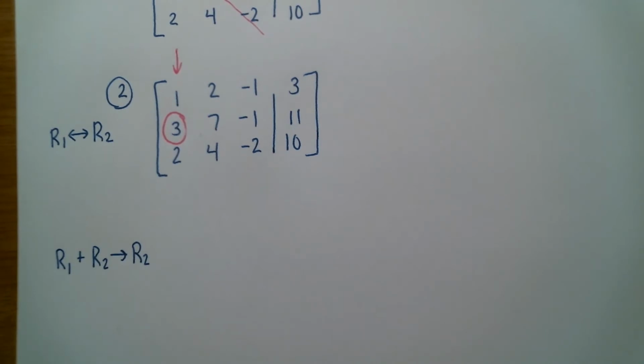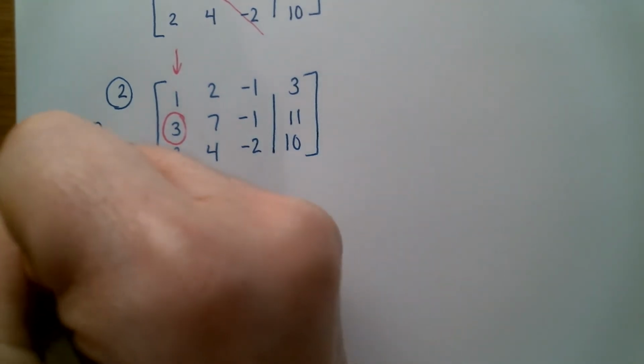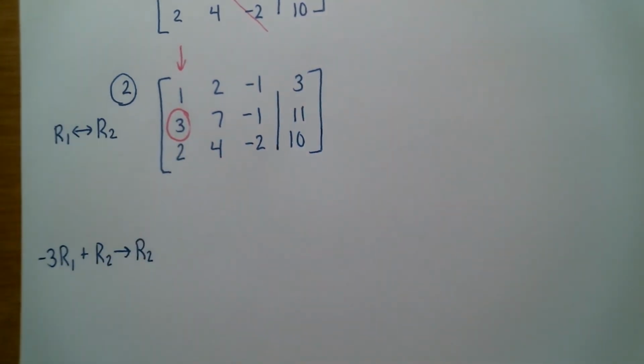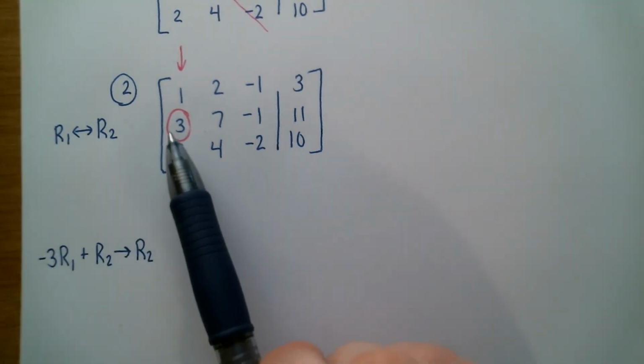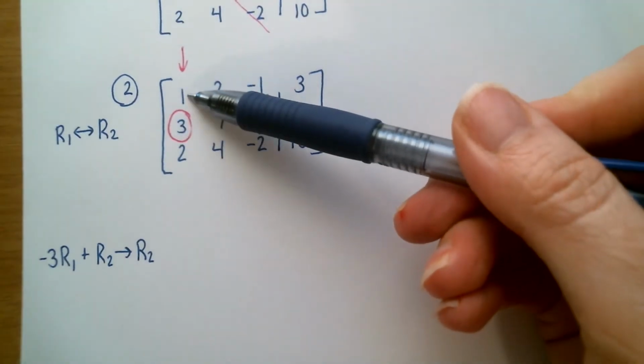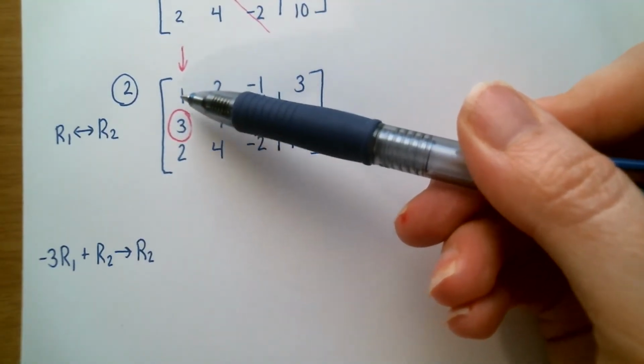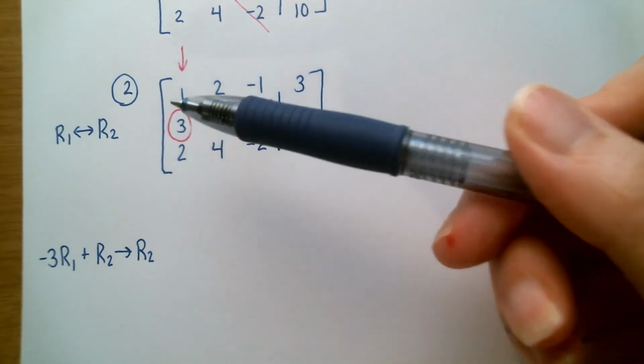That's why you always take care of the 1 first. Well, what do you multiply by? You're trying to cancel a positive 3. So a negative 3 would cancel it. So our row operation is going to be negative 3 times row 1 plus row 2 becomes the new row 2. If you multiply the first row by negative 3, that will put a negative 3 in this position. And then when you add it back to positive 3, you will get the 0.